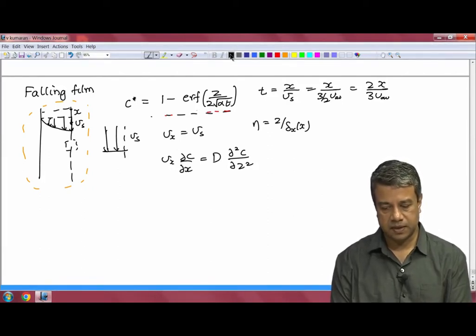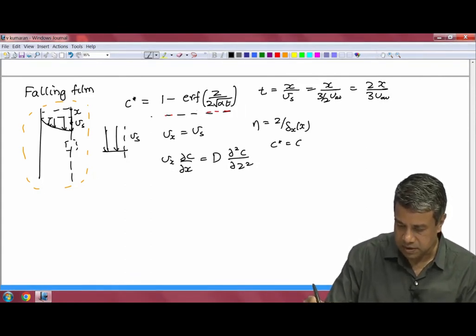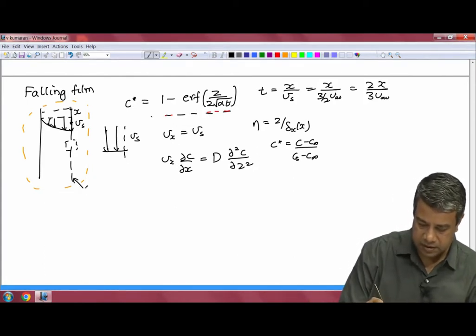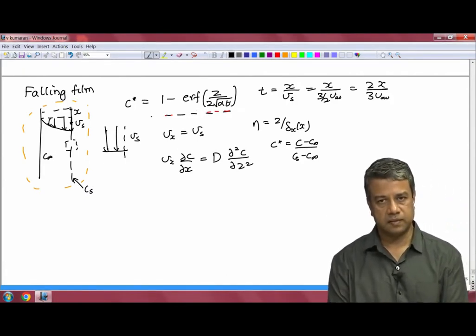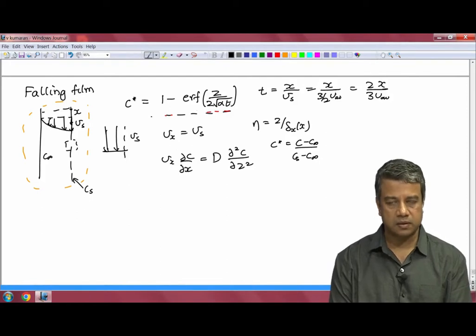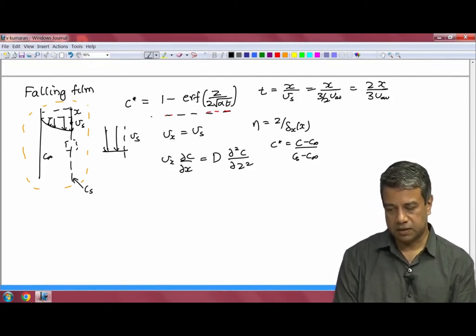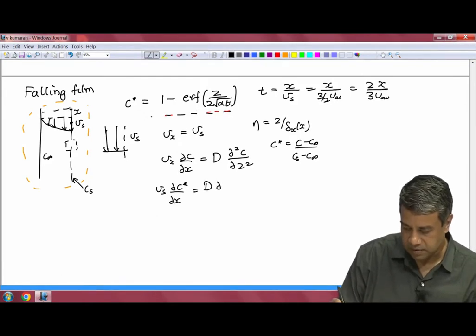You can do exactly the same thing here. Express C star is equal to C minus C infinity by C s minus C infinity, where C s is the concentration at the surface and C infinity is the concentration in the bulk far from the surface, with the assumption that the boundary layer thickness is much smaller than the width of the film. And therefore, I will get the surface velocity times partial C star by partial x is equal to the diffusion coefficient times partial square C star by partial z square.